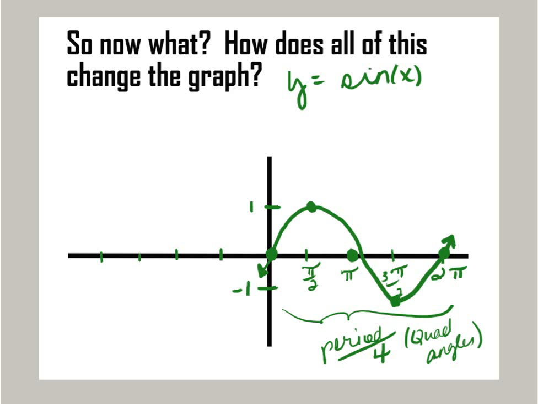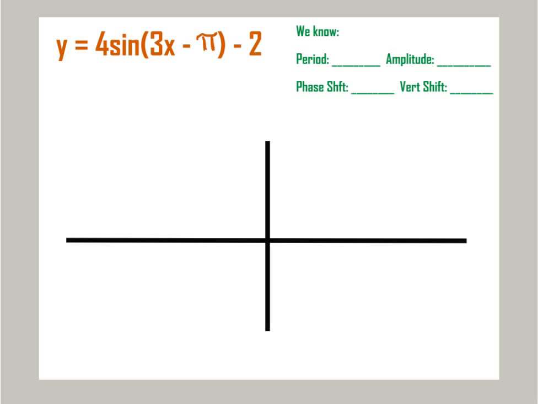So how is that going to change things when I look at the example problem that we were just doing? So let's graph this example and see what happens. I'm going to make my pen just a little bit smaller so I can do a little bit more fine work here. Okay, so we know that the period in this particular case is 2 pi over 3, right?